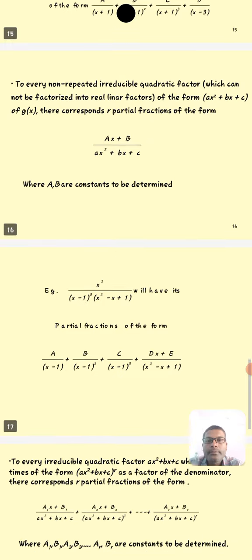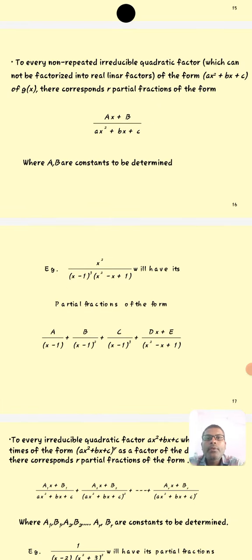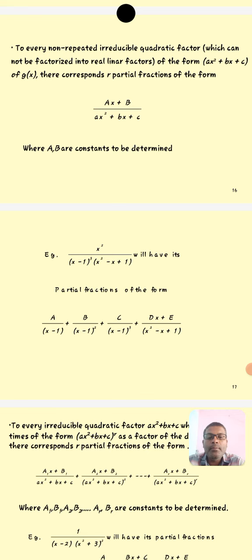Now we go to the other method. To every non-repeated irreducible quadratic factor, this is the third method. To every non-repeated irreducible quadratic factor which cannot be factorized into real linear factors, of the form ax square plus bx plus c of g of x, there corresponds a partial fraction of the form ax plus b divided by ax square plus bx plus c, where a, b are constants to be determined. Here, what? Irreducible quadratic factor. Whenever a quadratic factor is there, how to write in partial fraction format.